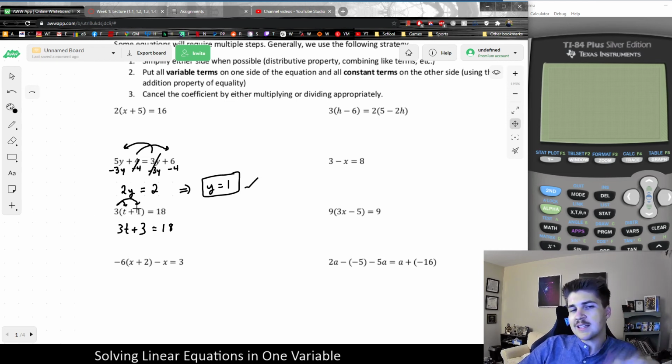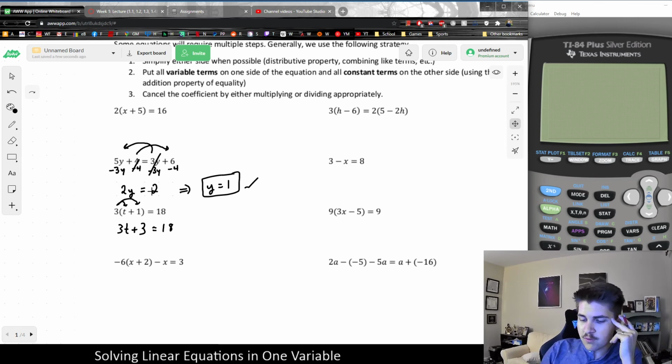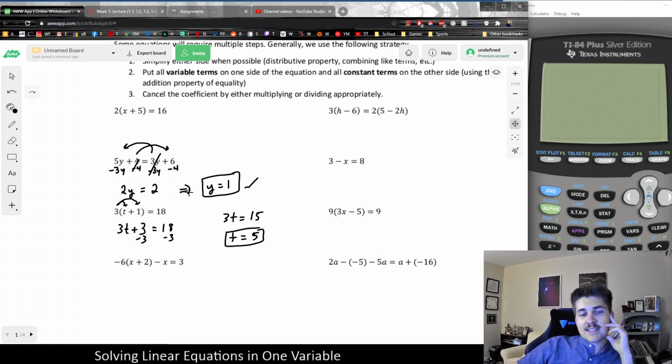So we're not doing things to both sides yet just because we didn't need to. And then afterwards, I could put all the variable terms on one side. Well, there's only one variable term, so that's nice. But there's a constant term on both sides, so I'd want to subtract that from both sides, and that would leave me with 3t is equal to 15, and then I could divide by 3, leaving me with 5, our answer.